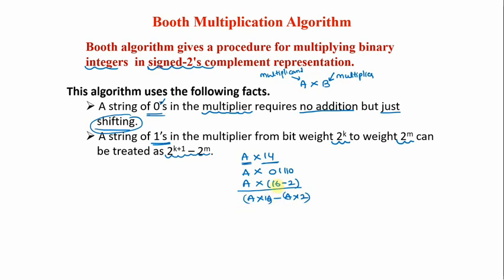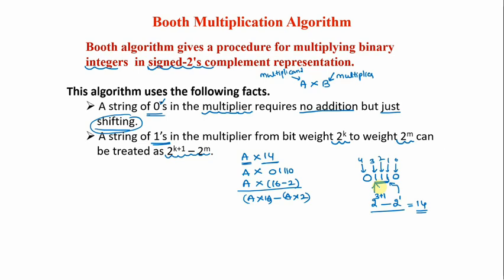Now how do I know that it is 16 minus 2? Look, I have taken 14 as 0 1 1 1 0. The bit weight for this bit is 4, this is 3, this is 2, this is 1, and this is 0. Whenever a string of ones is there, the multiplication is with respect to 2 power 3 plus 1 minus 2 power of this bit position, which is 2 power 1. So 2 power 3 plus 1 is 16, minus 2, which equals 14.